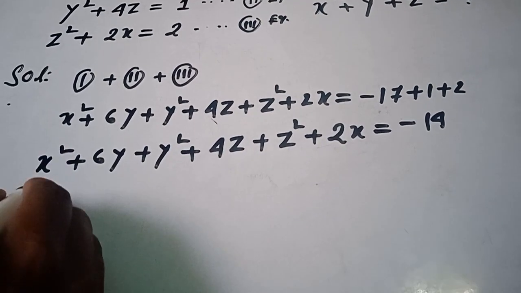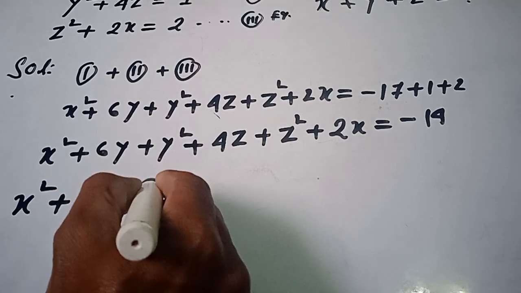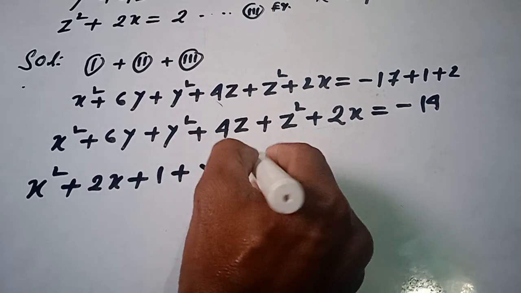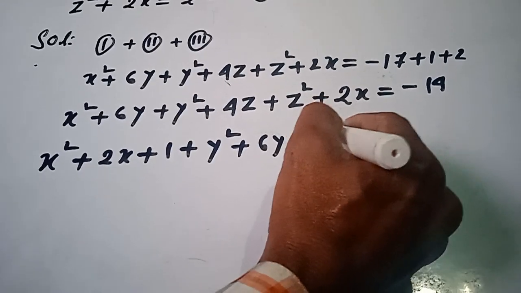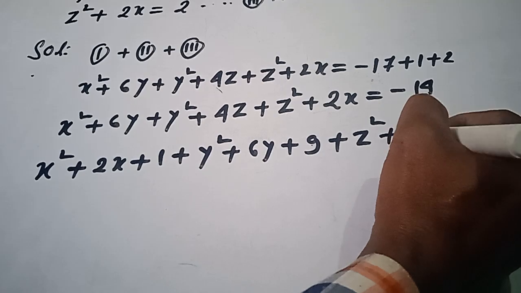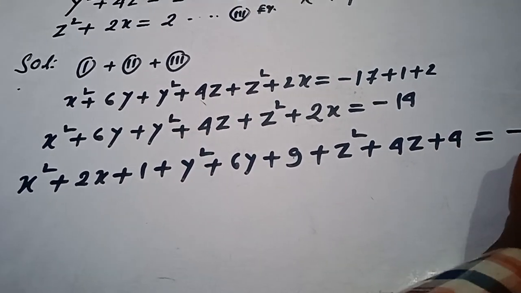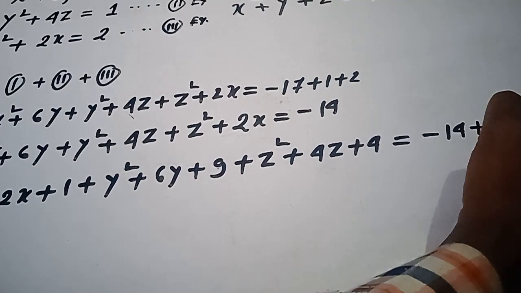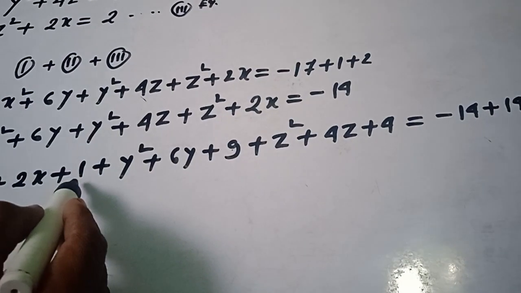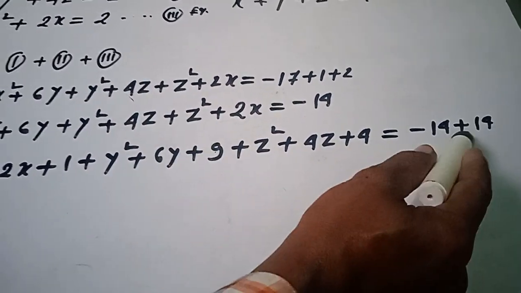Here x square plus 2x plus 1 plus y square plus 6y plus 9 plus z square plus 4z plus 4 is equal to minus 14 plus 14. Here we can add 14 on both sides, so here 1 plus 9 plus 4 is equal to 14. Here add plus 14.